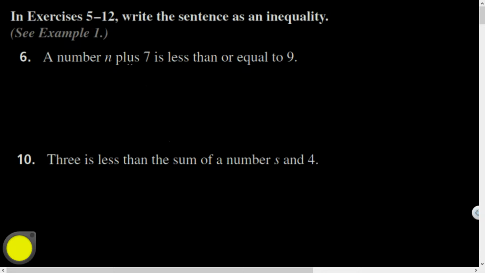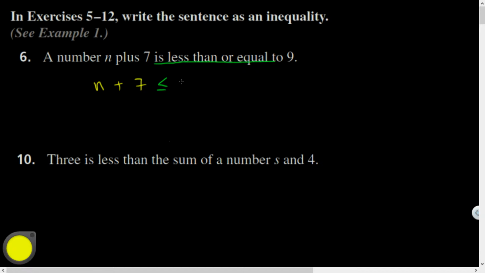It says a number n plus 7 is less than or equal to 9. That phrase, is less than or equal, means I have a less than sign, but the or equals, don't forget the equal, right? And it's all there.